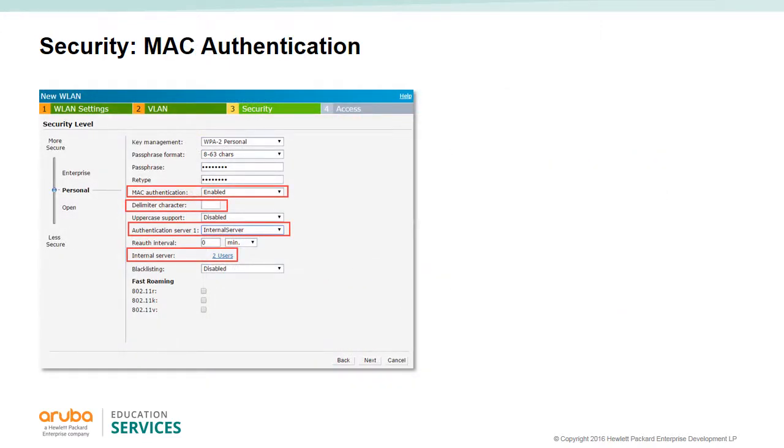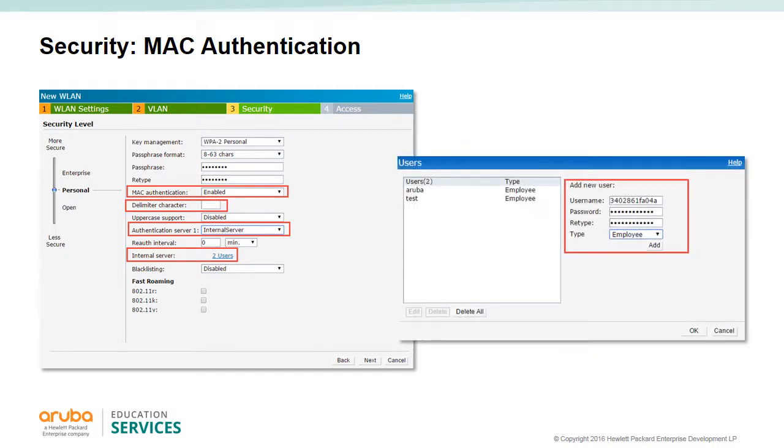When using MAC authentication, please make sure the format of the MAC address matches the delimiter characters settings. For example, since it is blank by default, the MAC address in the authentication database should have no delimiters. Example: 340286 1FA04A. No delimiters. You can use an external server, but you can also use the internal server for MAC authentication.